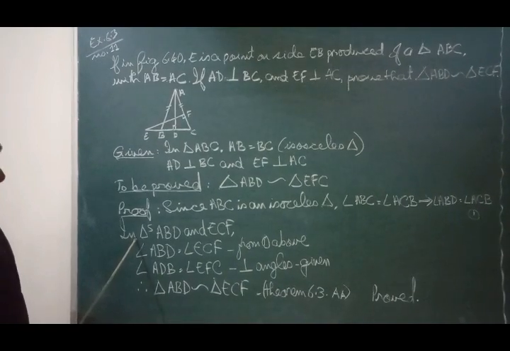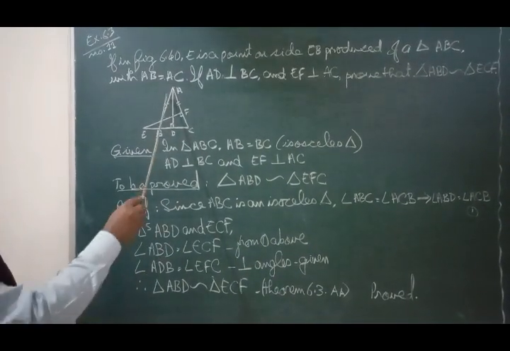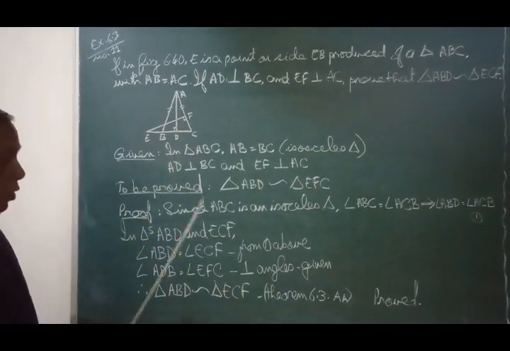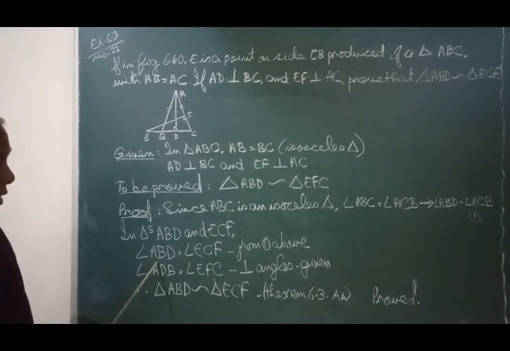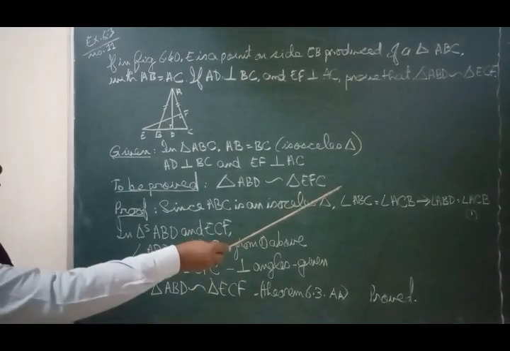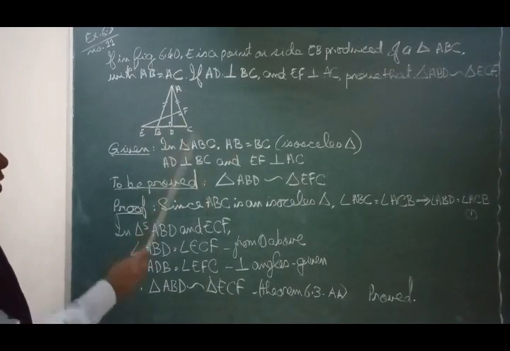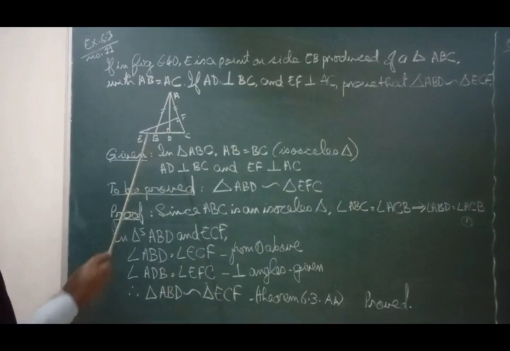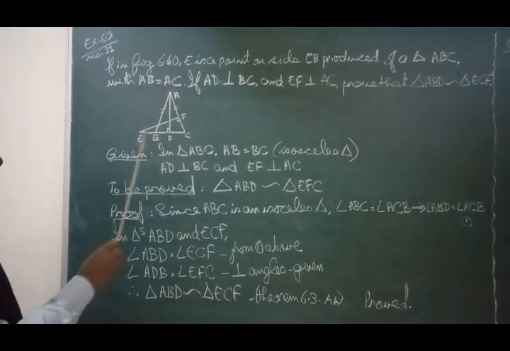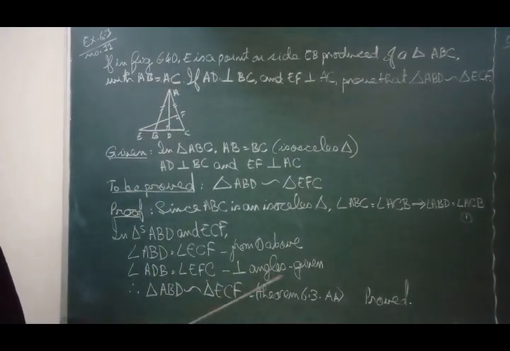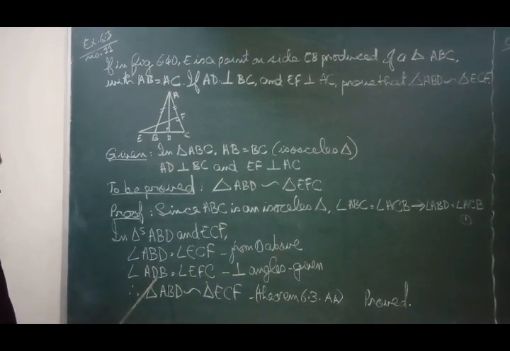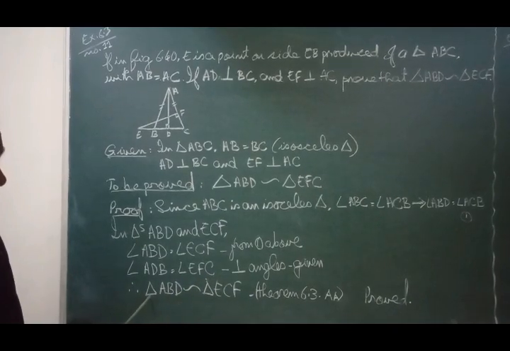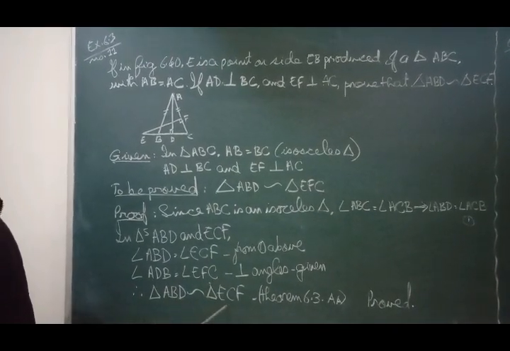Now, in the triangles ABD and ECF, or EFC, you can do whatever you want. Angle ABD is equal to ECF. From what we have already been given, because these two angles are equal, it's given. Second, angle ADB is equal to EFC. They are right angles, it's given in the question. And therefore, two angles are equal, and immediately it's clear the triangle ABD is similar to triangle ECF.